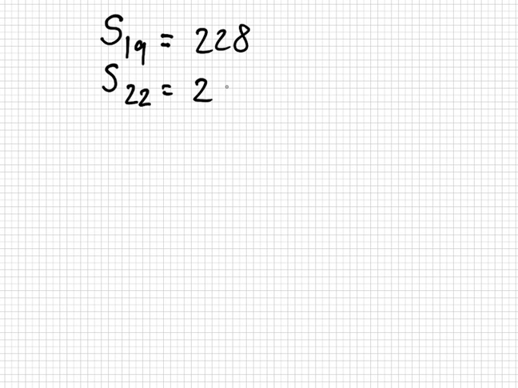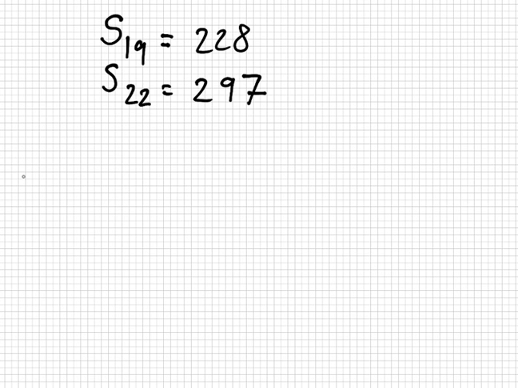Okay, so in number 8, I tell you the sum of the first 19 and 22 terms are that and that respectively. So the sum of the first 19 terms is 228, and the sum of the first 22 terms is 297. And again, this is enough information to get the A and the D.